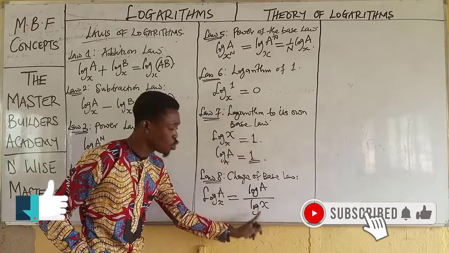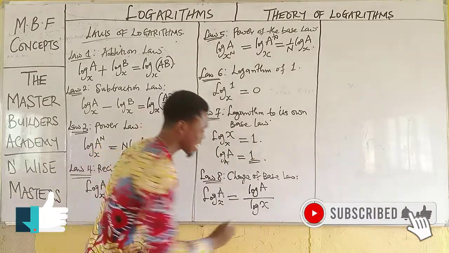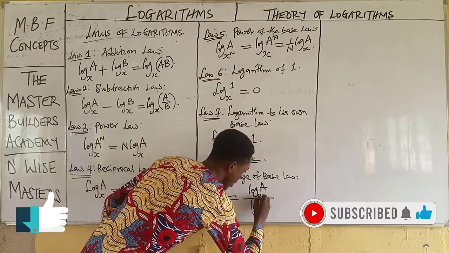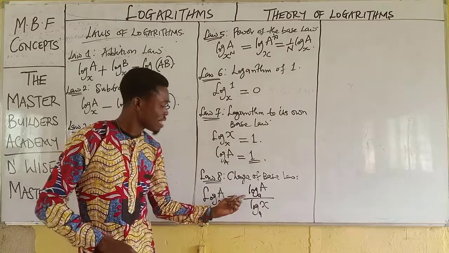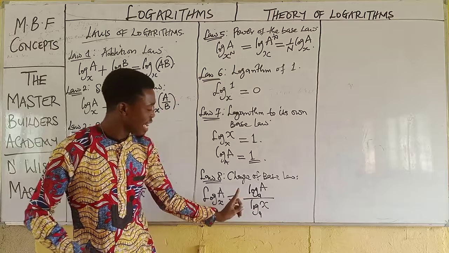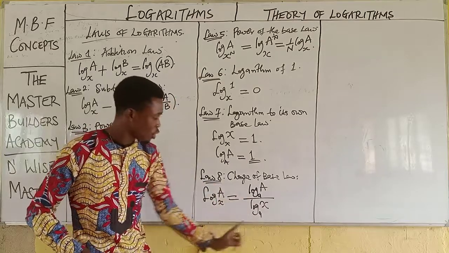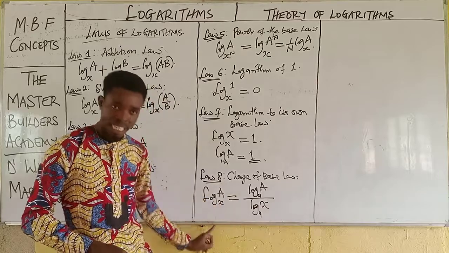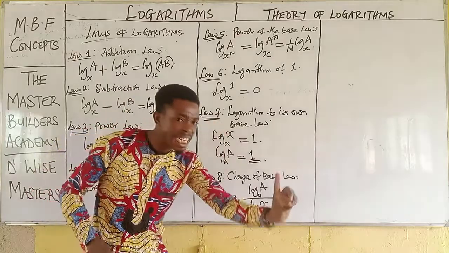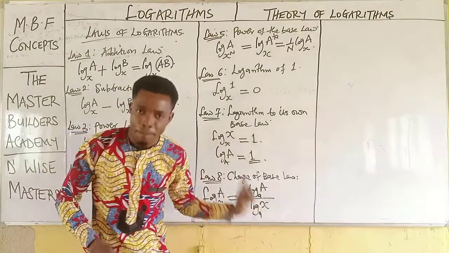So introduce your new base. Let's assume the new base is a, small letter a. This is all we have. So anytime you want to change base, you can have the log of the number over the log of the base. Then bring in a new base.